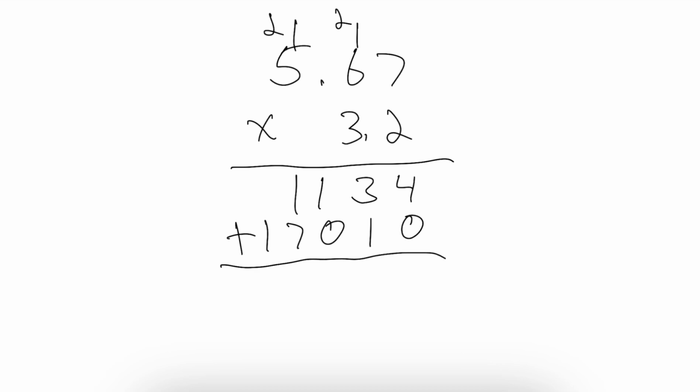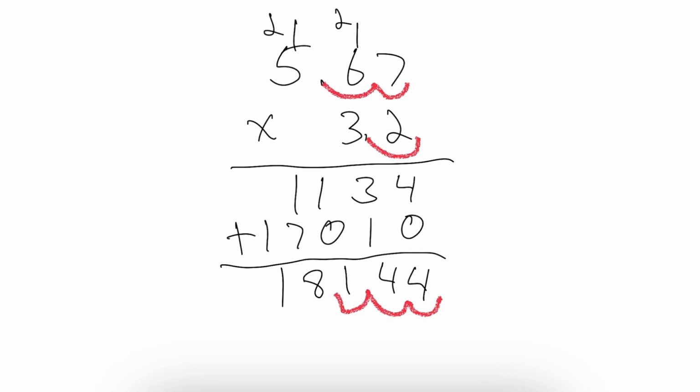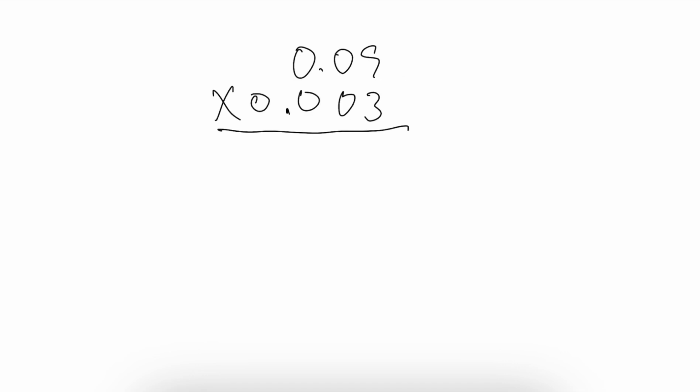We'll add these together. 4, 4, 1, 8, 1. Now we'll count our decimal places. 1, 2, 3. Our final answer is 18.144. Next we have 0.09 times 0.003.